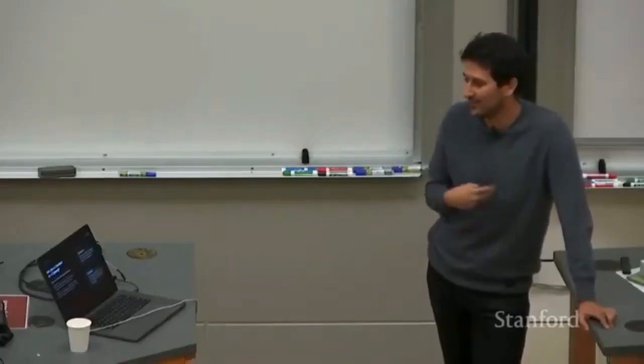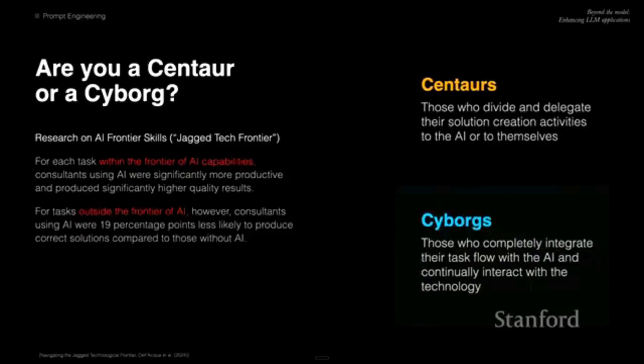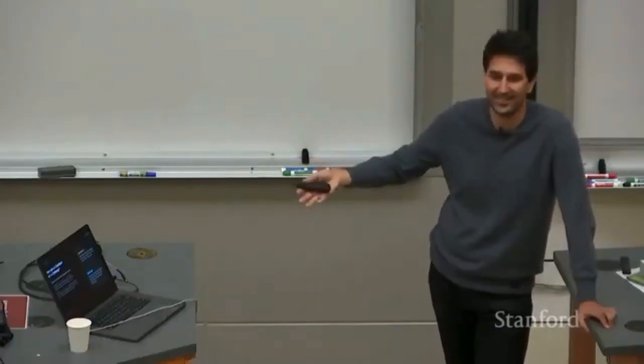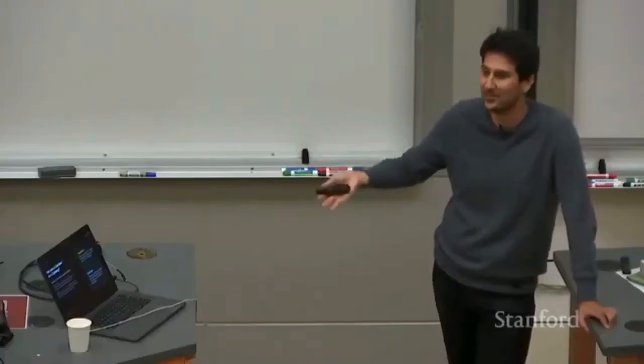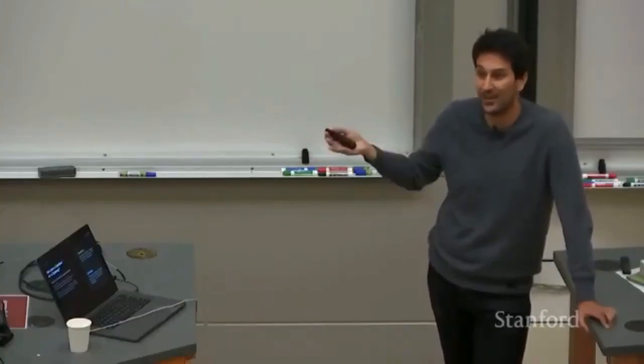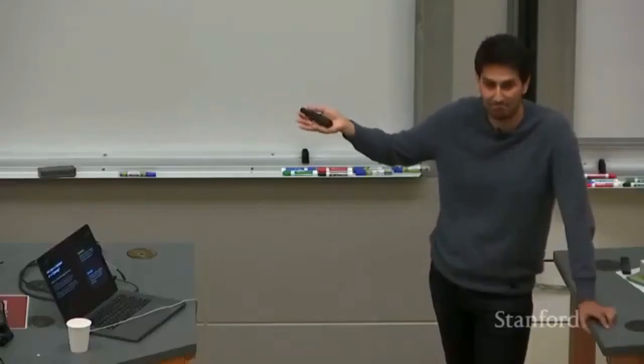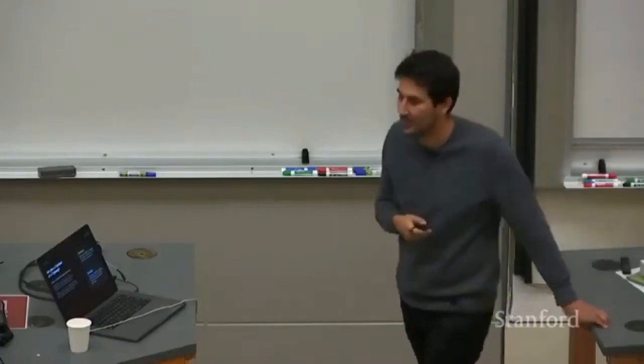Others would act as cyborgs. Cyborgs are fully blended bionic human robots, a human augmented with robotic parts. And those individuals would not delegate a task fully. They would actually work super quickly with the model, back and forth. I find that a lot of students are actually working more like cyborgs than centaurs. But maybe in the enterprise, when you're trying to automate a workflow, you're thinking more like a centaur. That's just something good to keep in mind.